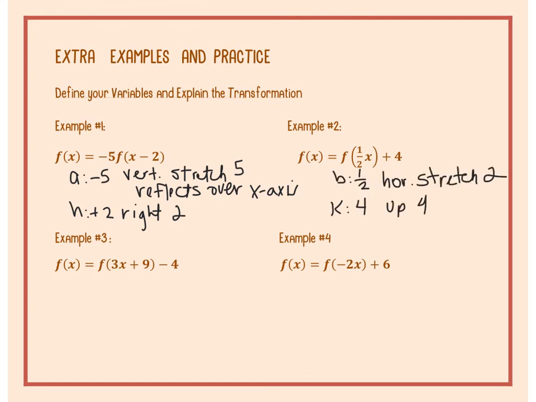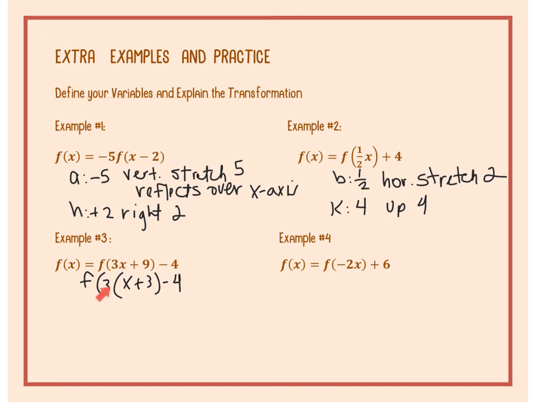Okay. Example number 3. Remember that if you have a b and an h in the same problem, you have to factor out the number that's in front of x. So again, you only have to do this when you have a b and h in the same problem. So we're going to go ahead and factor out the 3. What's left when I factor out a 3? So 9 divided by 3 is 3.